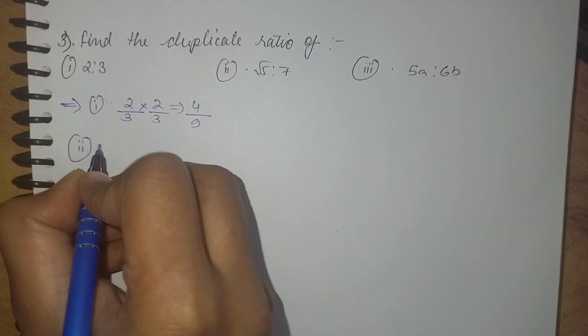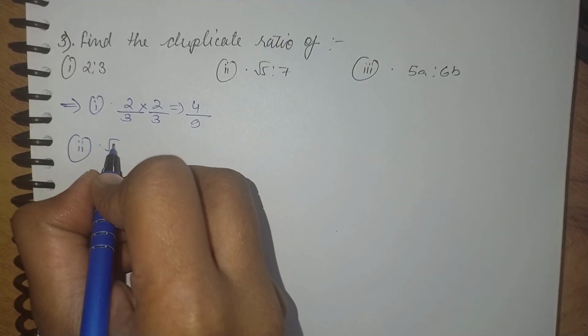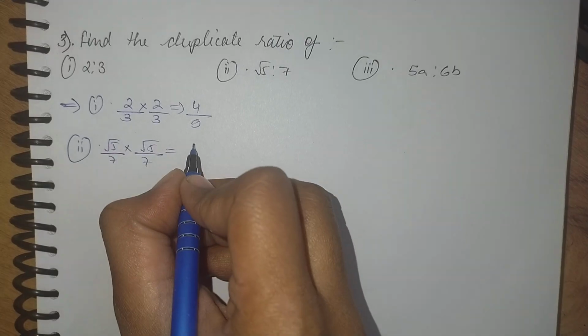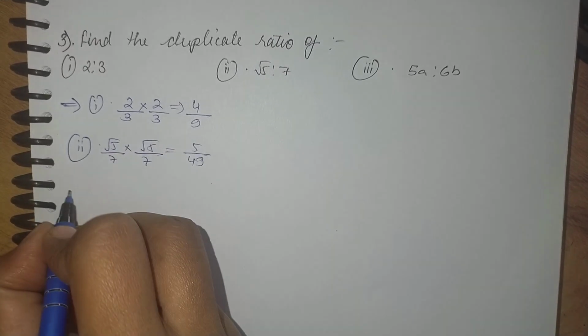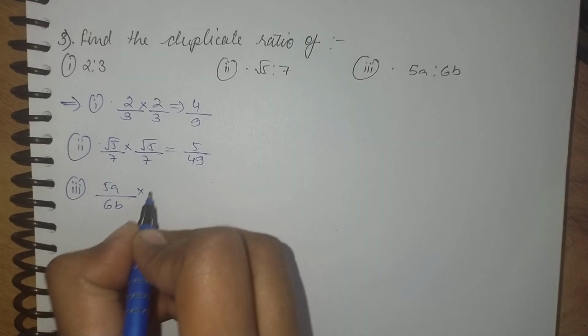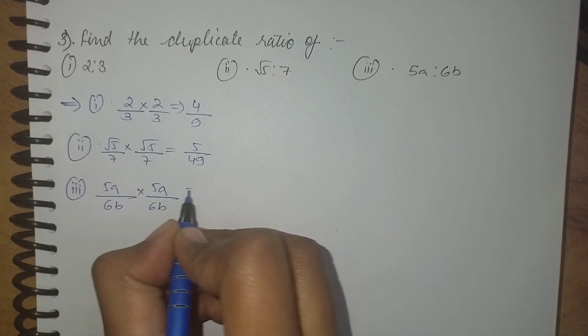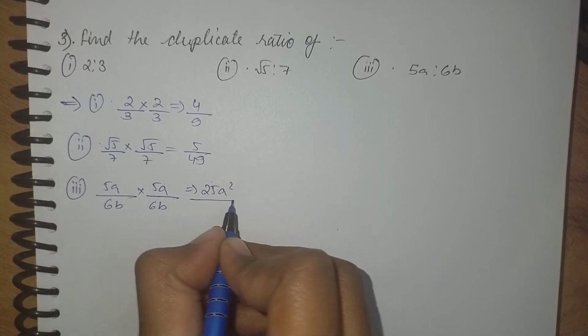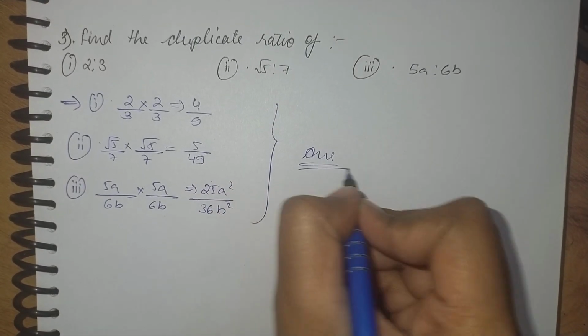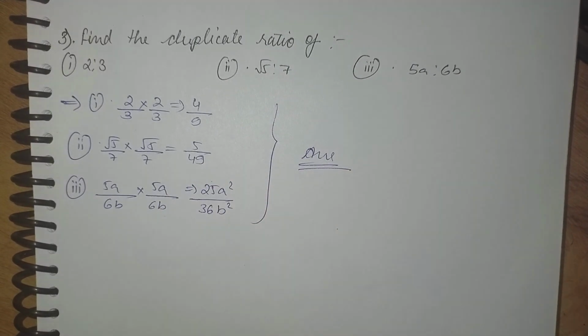If we find for the second part, that is under root 5 by 7, under root 5 by 7 into under root 5 by 7, whole square of that only, 5 by 49 here. Third part is 5a by 6b into 5a by 6b. It will become 25a square divided by 36b square. So these are the duplicate ratios of question number 3, first, second and third part.